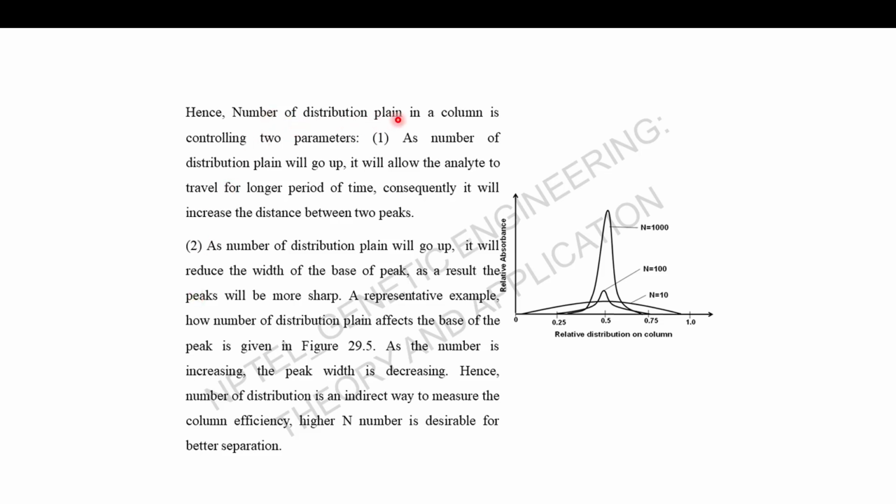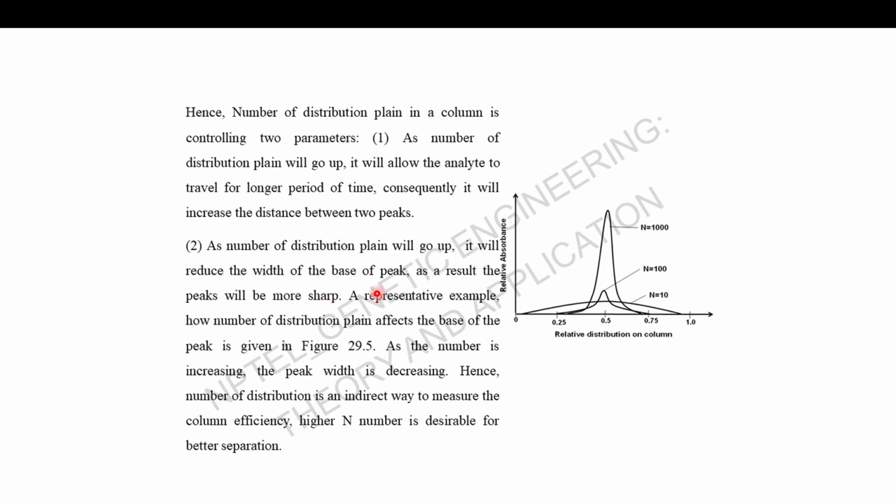So the number of distribution plates in a column controls two parameters. If the number of plates goes up, it will allow the analyte to interact more with the matrix and travel for a longer period of time, thereby increasing the distance between two peaks. And if the number of distribution plates goes up, it will also reduce the width of the base of the peak, right?